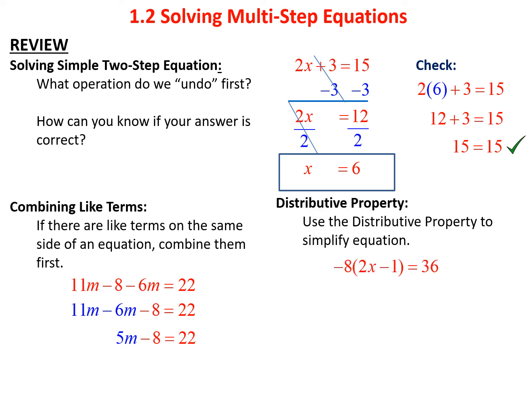We also, if we see any groupings like parentheses, want to get rid of them. And the way we do that is by distributing. So in this equation, I would distribute: minus 8 times 2 is minus 16x, minus 8 times minus 1. Notice again, a minus times a minus is plus 8. Now I'm at a two-step, and we can solve it.